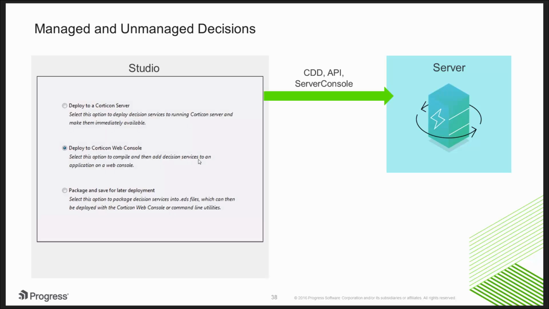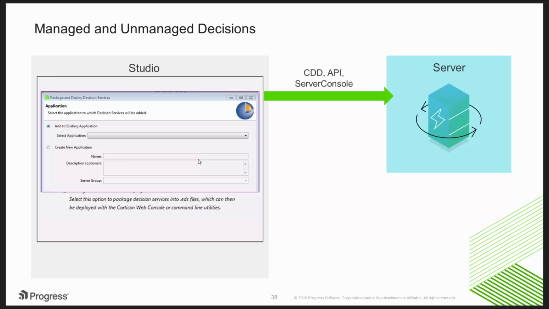With 5.6 now, we can use the web console. The web console actually acts as an intermediary between Studio and the server. So the dialog now pops up and allows you to create what's referred to as an application. Think of it as a group of decision services. What you may find in your production environment is there are 3 or 4 or maybe 30 decision services that all really go together and all need to be in sync when you do the deployment. And you can add that set into an application or decision service group and deploy that as a single unit.